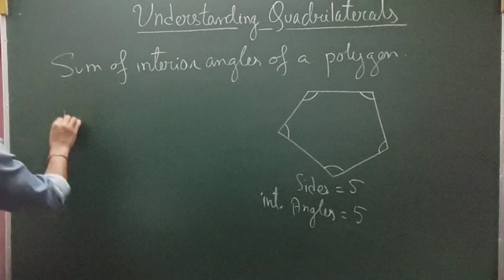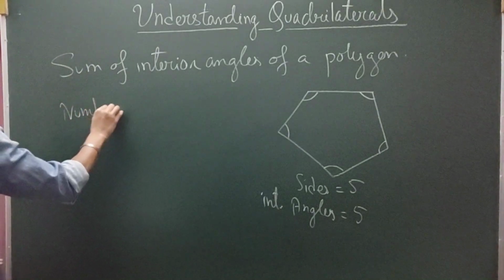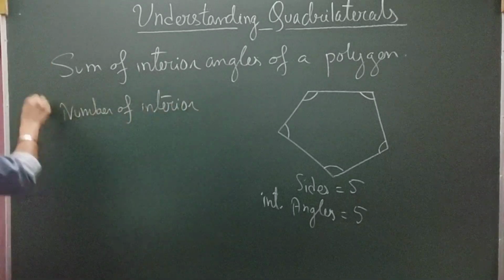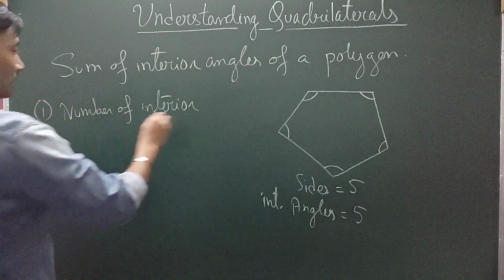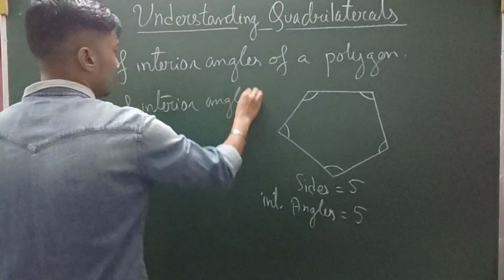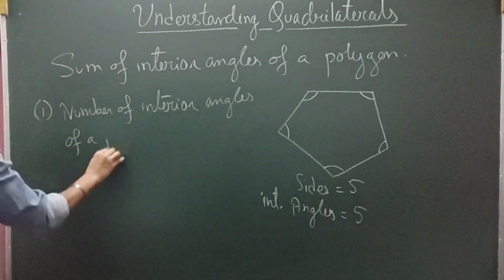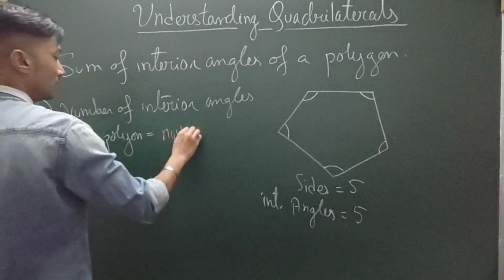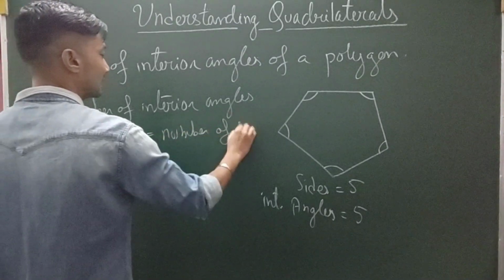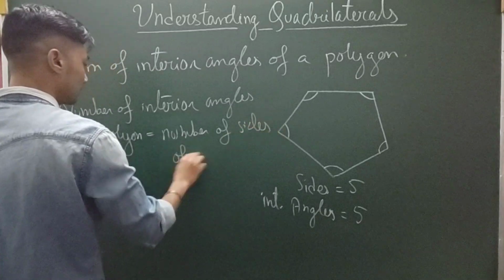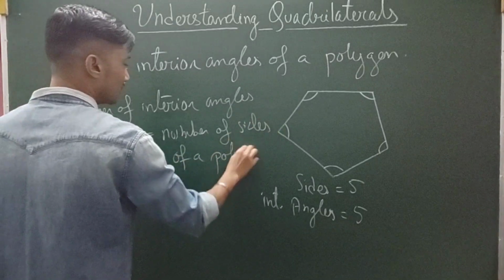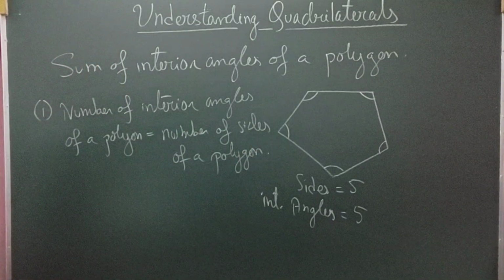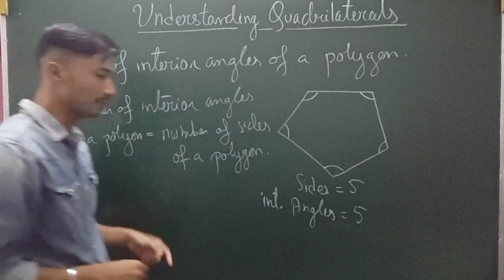I'll just give you the first basic point. Number of interior angles of a polygon is equal to the number of sides of a polygon. Got it? That's the first thing that we are going to be learning today. I mean, already learned, but again, the number of interior angles of a polygon is equal to the number of sides of a polygon.